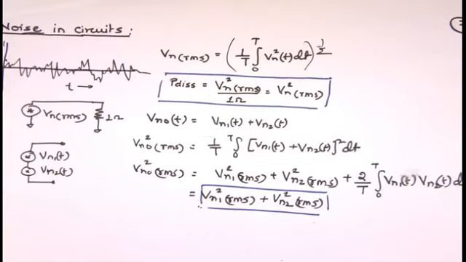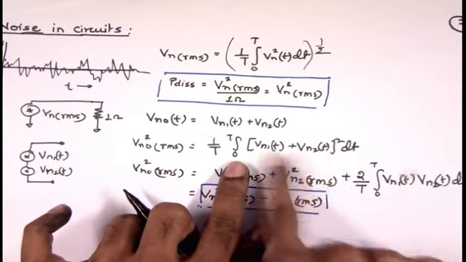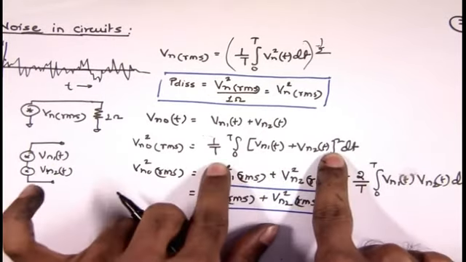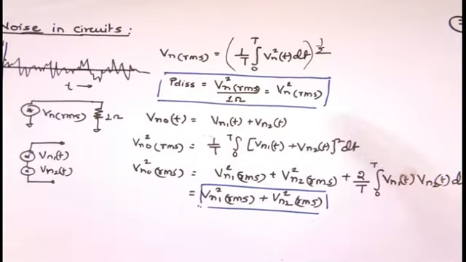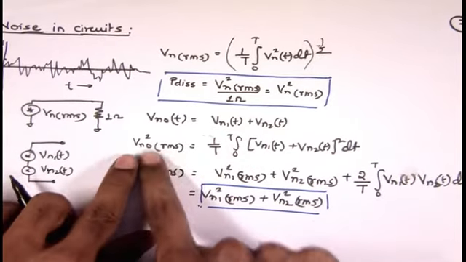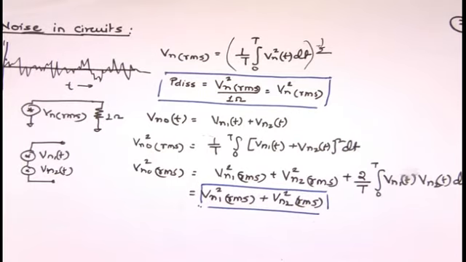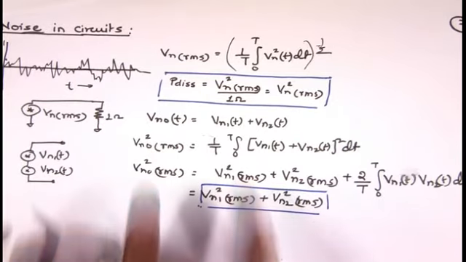So once again, I can apply the same process. I can add these two in time domain, take the square, integrate over a long time, 0 to T, and divide it by T. That gives me the V square RMS of the output voltage. That is what is written over here.